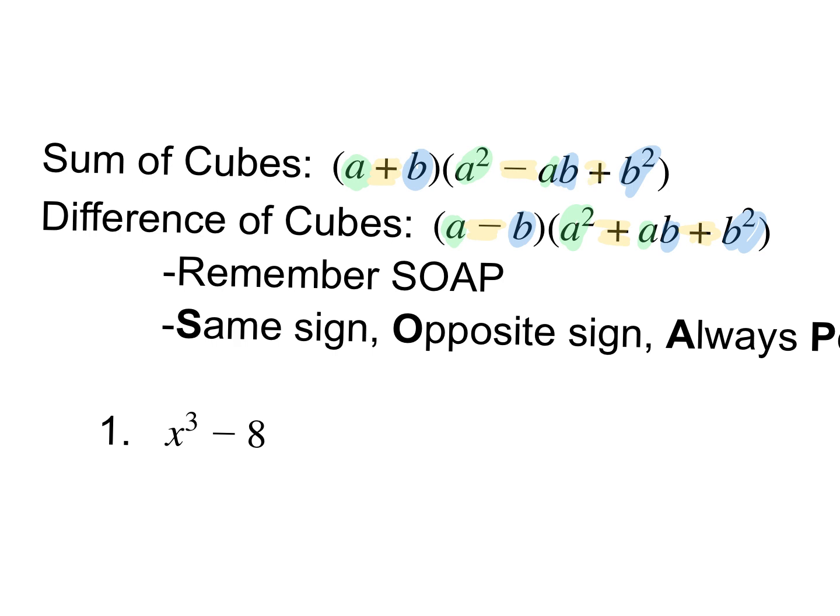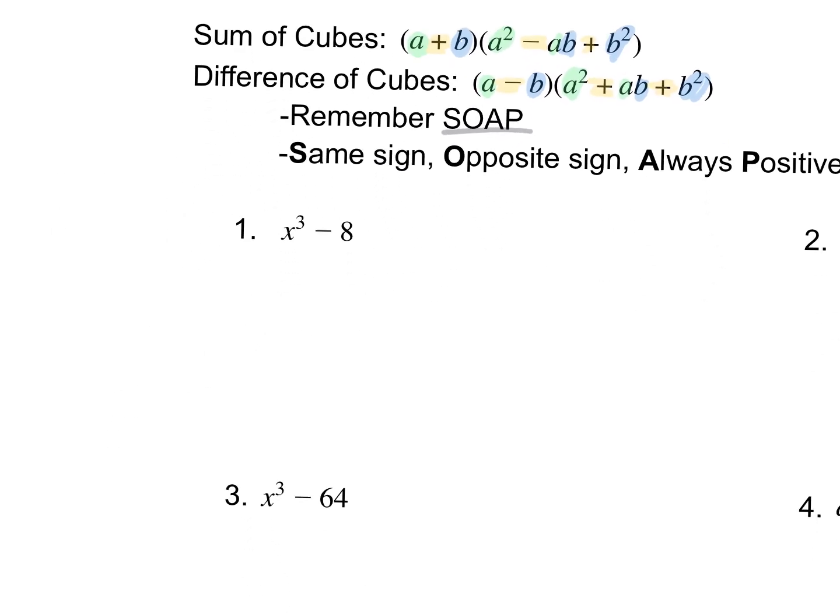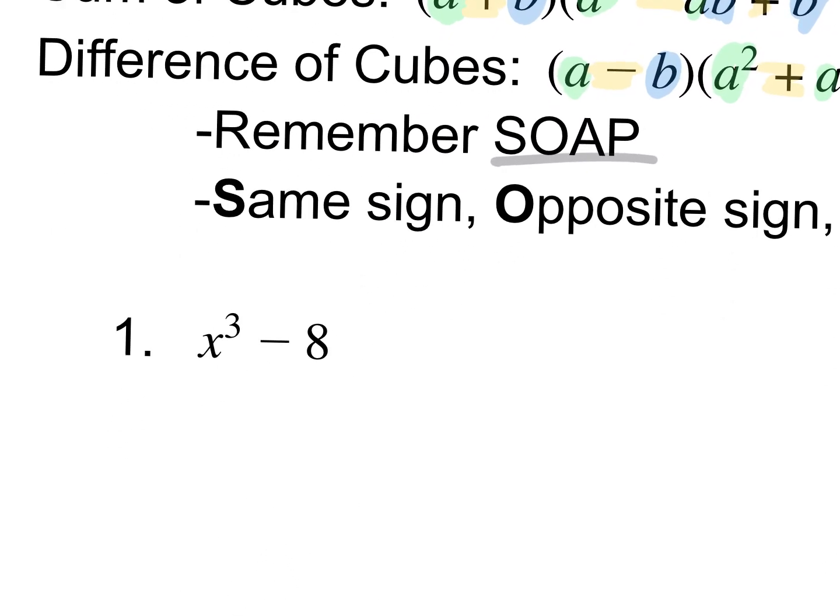So really all we're going to do is memorize this acronym to help us remember what operations go in each of these parentheses. Here you can see the acronym that you're going to remember: SOAP. S stands for the same sign, O for the opposite sign, and the last one is always positive. All we're going to do is find A and B by taking the cube roots of each of these terms. One of the giveaways that you have perfect cubes is an exponent of 3 on the variable. Then you would check your number here, 8, to make sure that there's a number you can multiply by itself 3 times to get 8.